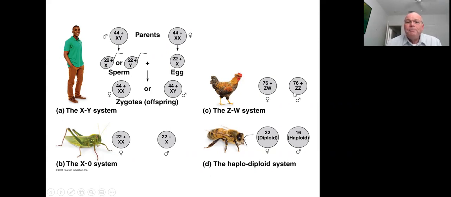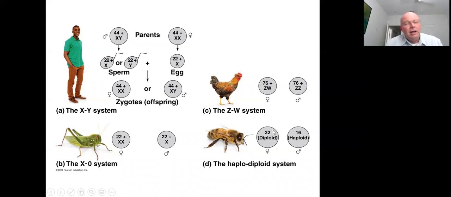In birds, and here we're looking at chickens, it's the female that has the odd pair of gender chromosomes and the male that has the two matching homologous gender chromosomes. So it's flipped around in the other way. So the females are the ones with the odd pair of gender chromosomes, and males have the true homologous pair.